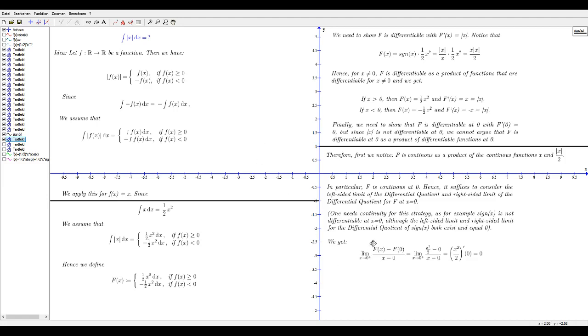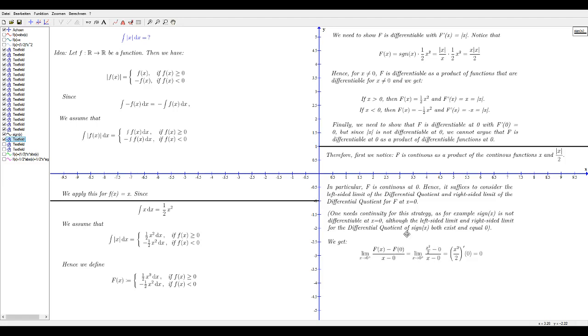But since this function is continuous, we can apply the strategy with the right-sided and left-sided limit. And we look at the right-sided limit first of the differential quotient. The limit as x approaches 0 from the right of capital F of x minus capital F of 0 divided by x minus 0 is equal to the limit as x approaches 0 from the right of simply x squared divided by 2 minus 0 divided by x minus 0.